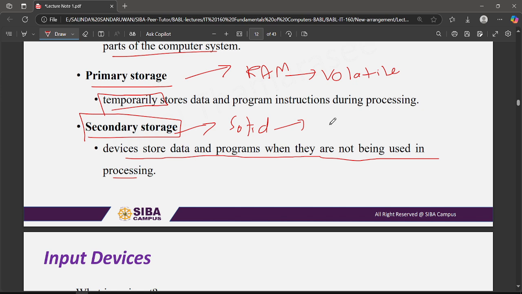All right. Then, devices store data and programs when they are not being used in processing. It means, think about a pen drive. What's the purpose of using a pen drive? You are using the pen drive to travel with data. You can take the data with you without the need of a computer. You can add a presentation there, plug it in somewhere else and play it, right?